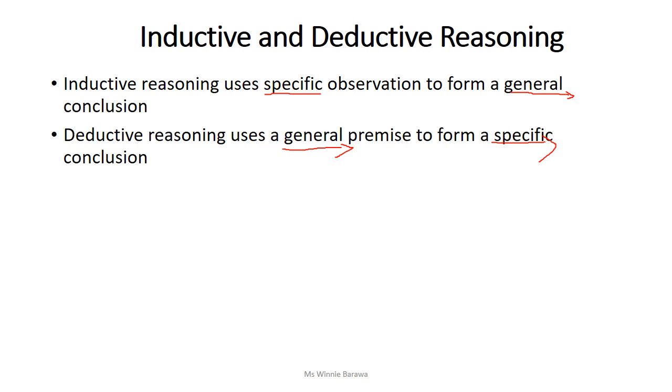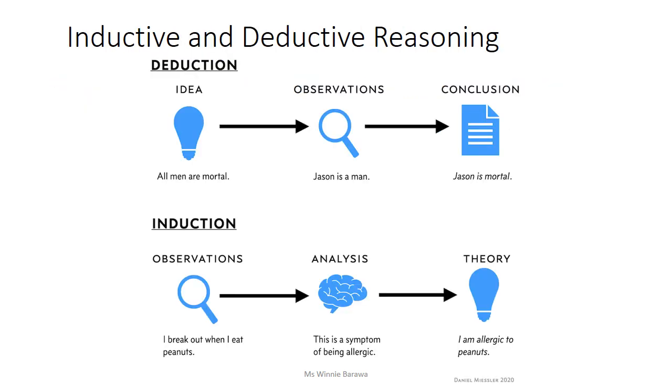In deductive, you're starting with general to make a specific conclusion. So deductive, you're starting from a huge space to come to a smaller space. Inductive, you're starting from a small space going to a bigger space. So how does it work, to make it easier? In deductive, you're starting with a huge idea and you want to break this idea down to make a specific conclusion.